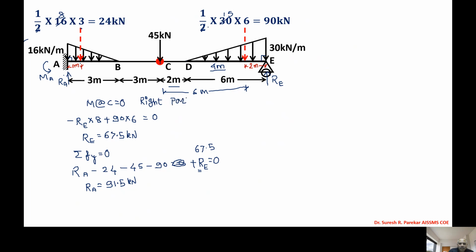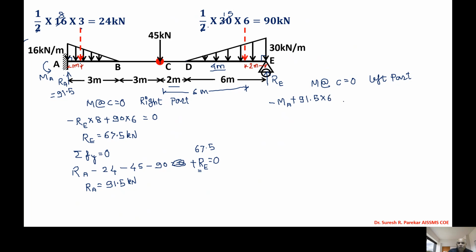Now we will take moment about C, and we will take left part. So moment about C equal to 0, we are considering left part. Now we will get it as minus MA, then plus. Now I know value of RA, so I will directly take RA, need not require to involve one unknown again. So plus 91.5 into 6, distance between A to C.